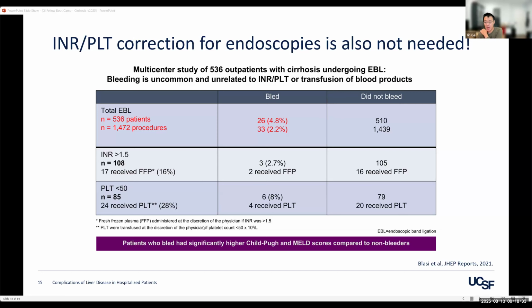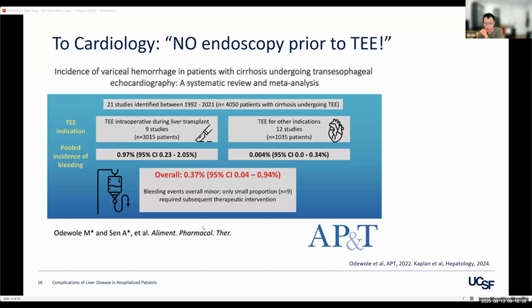This is a very common question that comes up from cardiology. They always come and ask, hey, I'm going to be doing a TEE in a patient with cirrhosis. Can you scope the patient to make sure they don't have varices? And there have been multiple studies on this. Mike Lee wrote a paper that was published, I think, in Hepatology Communications a couple of years ago.